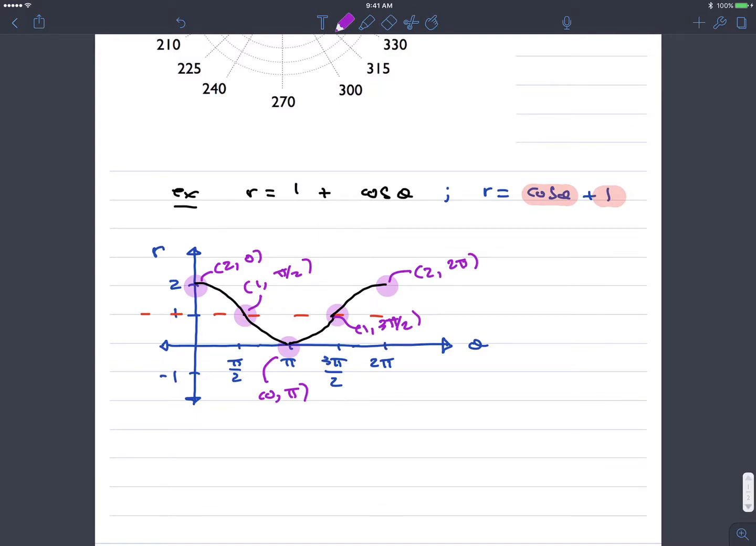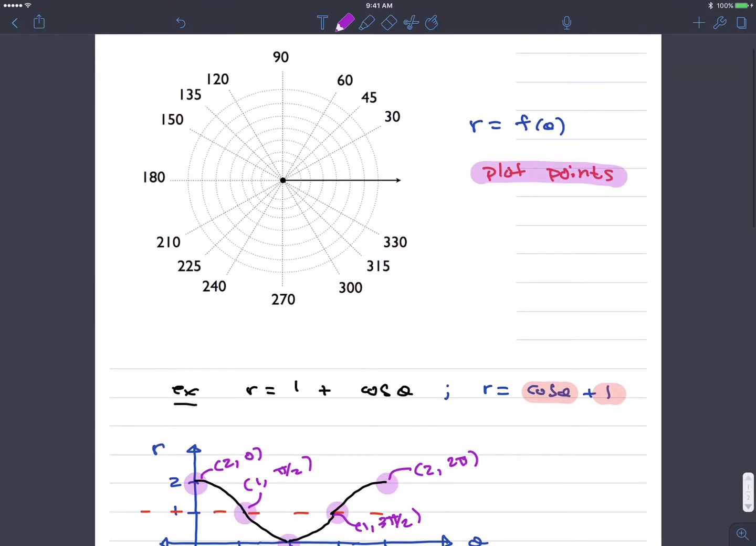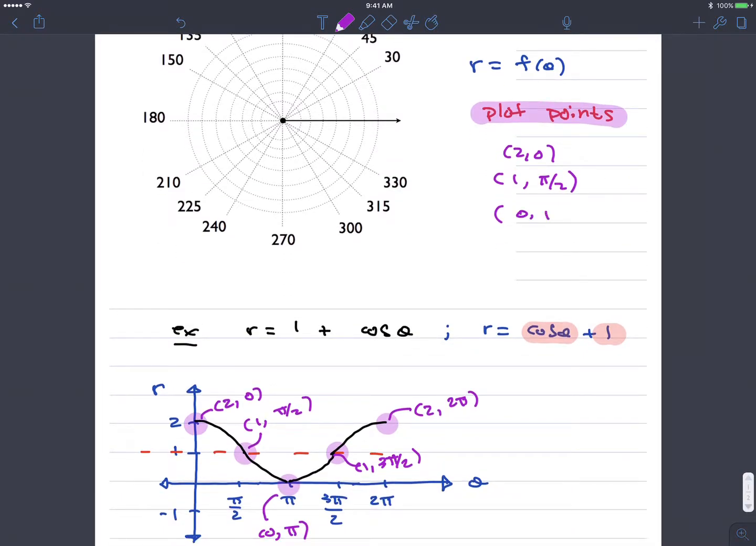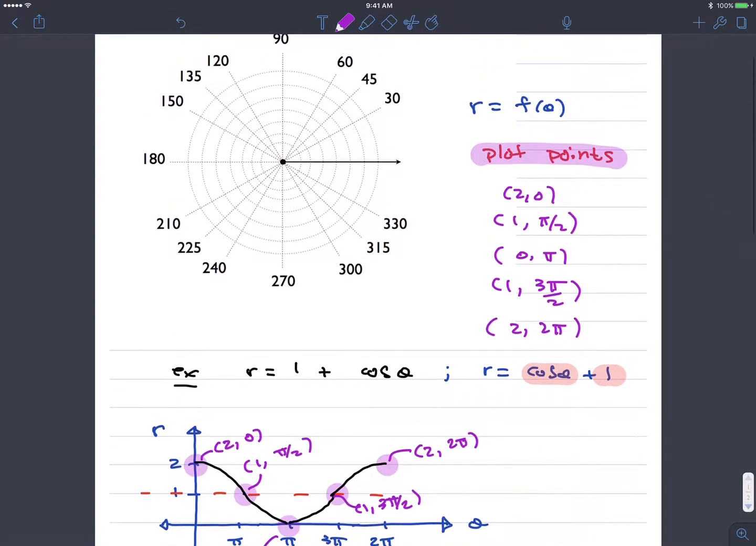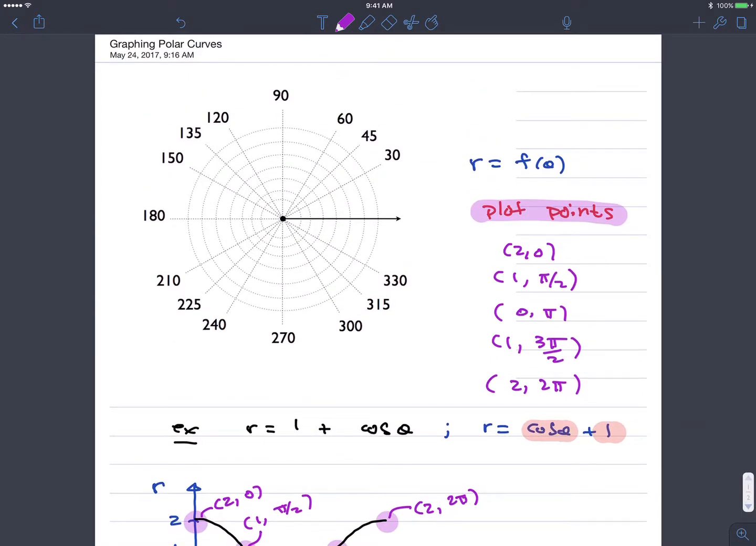This is my starting point. So I know when you say you're going to have to plot points, you say, okay, we're going to plot 2, 0. We're going to plot 1, pi over 2. The next point is going to be 0, pi. And then we're going to plot 1, 3 pi over 2. And then we're going to plot what? 2 comma 2 pi. These are all the points you want to plot here. And let's plot it in order. So far, so good. Everybody okay with that? We're going to try to see what this looks like here for us.